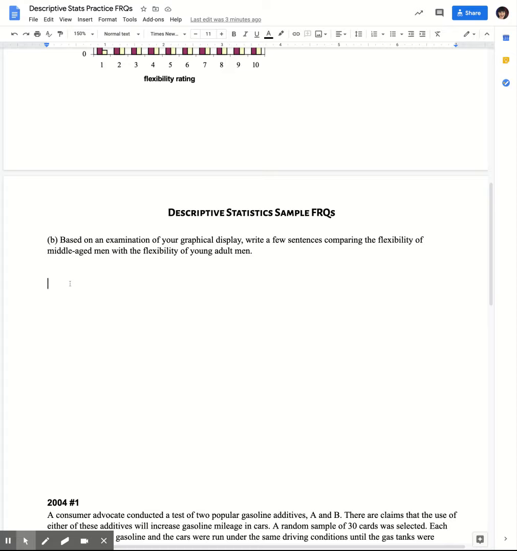Whenever we're talking about comparing, you're talking about your 4 things, right? Your CUSS and BS: center, the unusual, shape, and spread. So let's just go down one by one and talk about them.